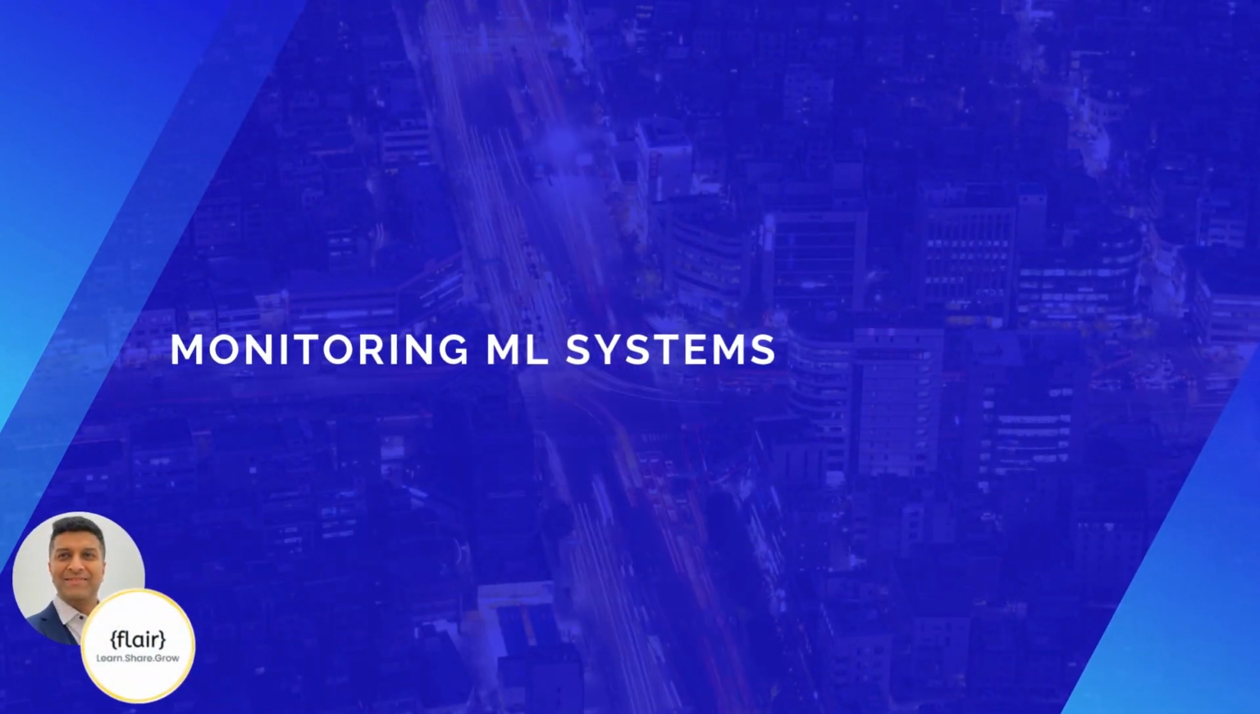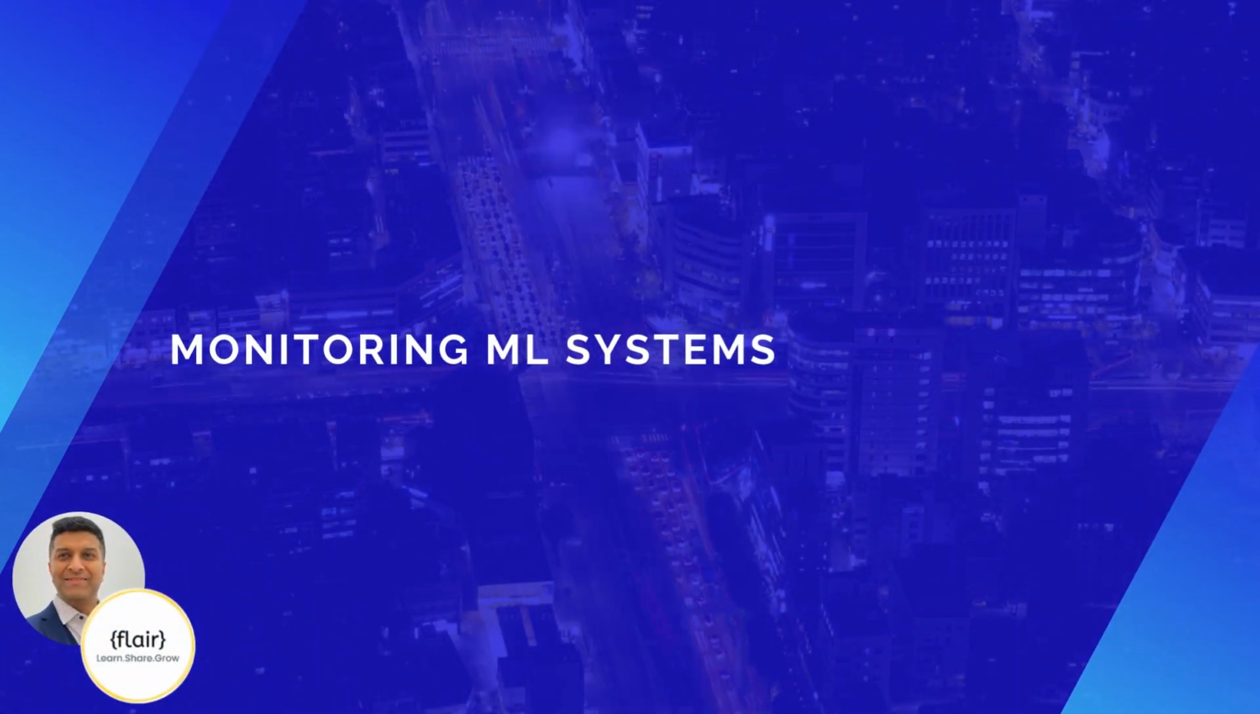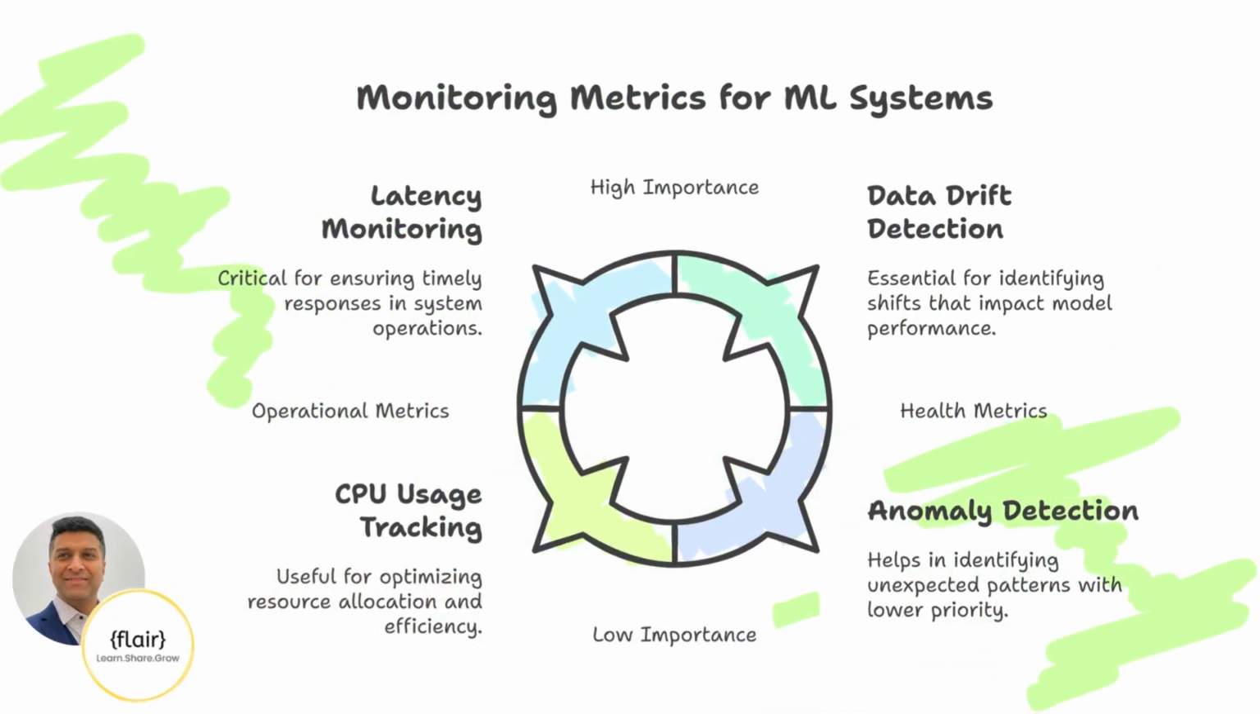So, how do we keep track of all of this? This is where monitoring comes in. The goal of monitoring is to track the health of the ML system and detect issues like data shifts before they cause a problem. There are two key types of metrics to keep an eye on. First, operational metrics, which are your general software system metrics like latency, throughput, and CPU/memory usage. These tell you if your system is running smoothly from a technical standpoint.